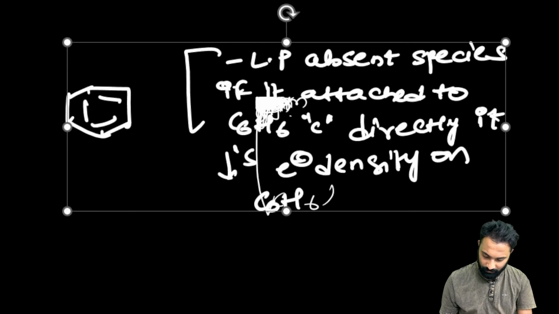Now we will see how it will increase the electrons. I will explain how it will increase electron density in the ortho and para directions, and how it will decrease in the meta direction. Listen.